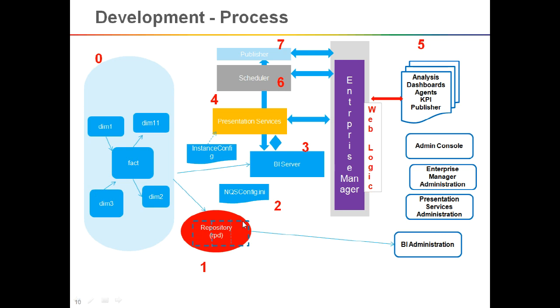So the OBIEE repository will be stored in a file, and the file extension will be .rpd. Going forward I will be calling it RPD, or you can also call it a repository, both are the same. Generally in the outside world every technology has a different name, but here in OBIEE we call it RPD, or in brackets, repository. We will use the OBIEE Administration Tool to develop this repository, and it will be developed on top of this data. That is the first step.